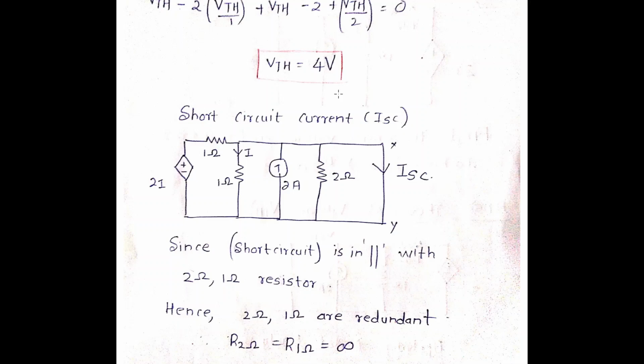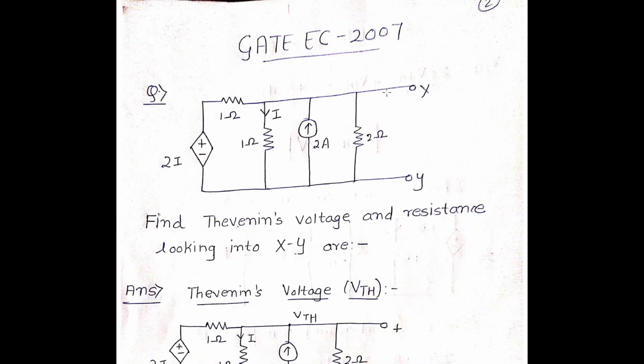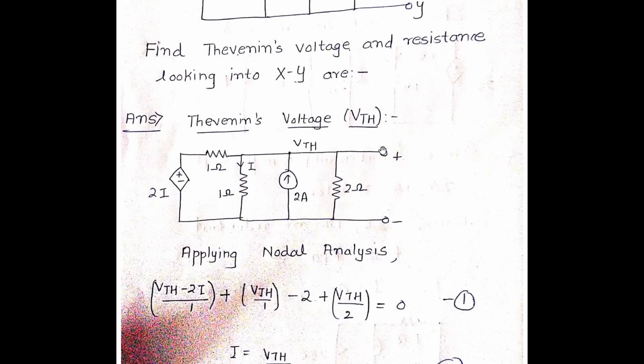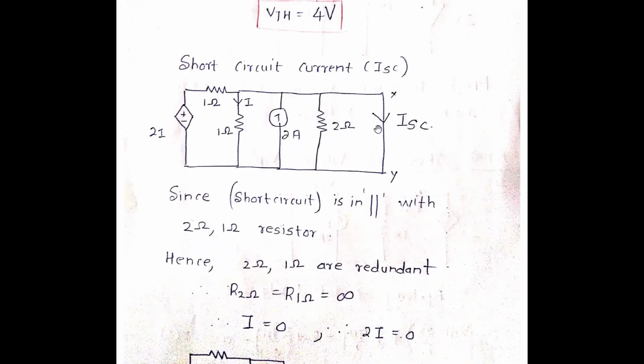The next term you have to find out is the short circuit current ISC. So we are going to basically short circuit this open terminal, and you are going to get ISC. For this ISC, you have to find out the value of the current. So how are you going to find the value of ISC? You are going to find it by some simple network analysis.